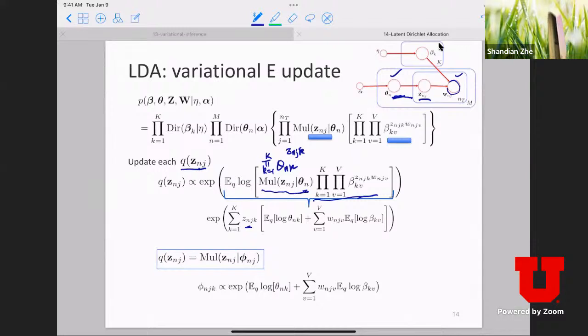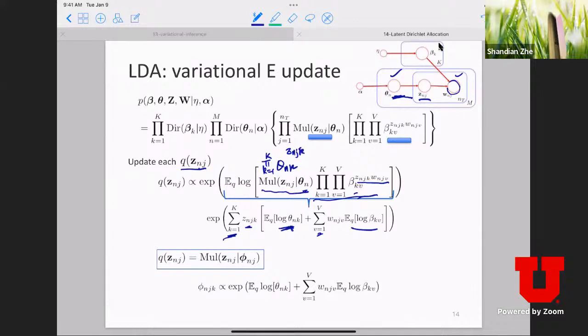Okay. And similarly, this term is just a bunch of products. If you take a logarithm, you just move the power to the front, right? But here we just merge the terms, so you have a summation over k here and a summation over v here. And then you take expectation, because it's an expectation under the other variables, which include theta and also beta. Once you calculate the expectation, you normalize this. And this corresponds to a multinomial distribution again.